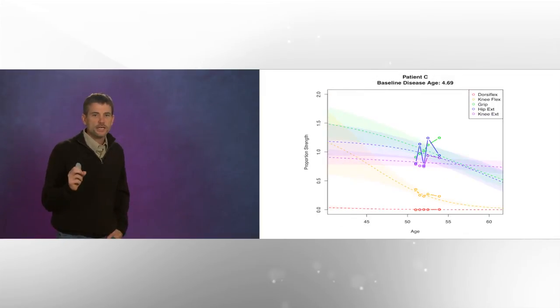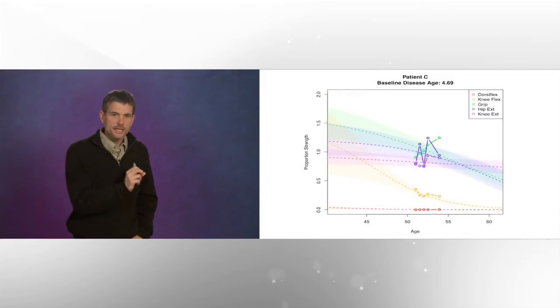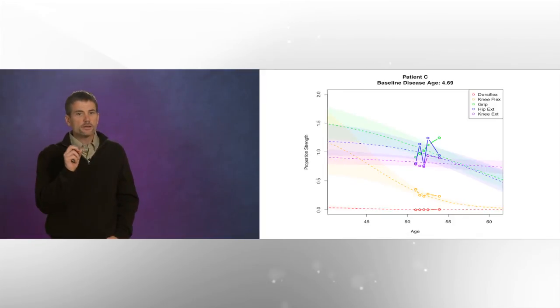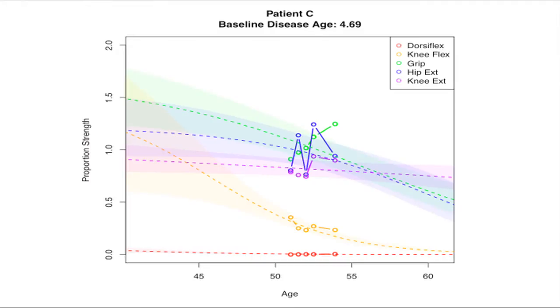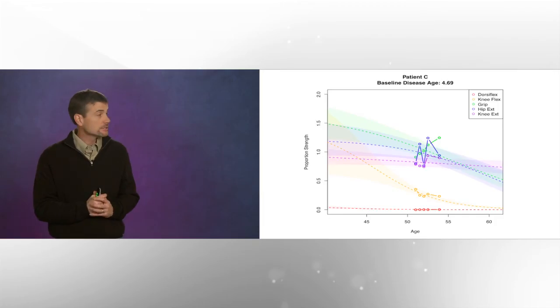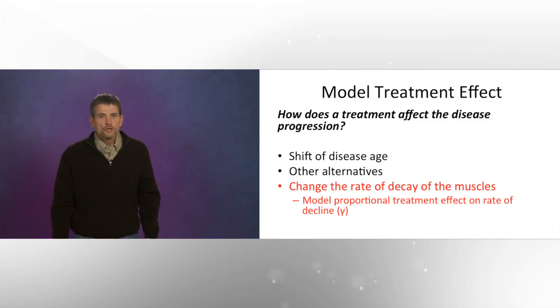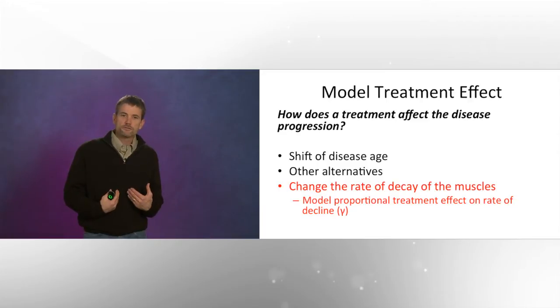For patient C, their knee flex is already down quite low, and we're going to get much better information about looking at their grip in this position because that's a muscle that may move here rather than looking at knee extension. But we can look at the transition of their disease and we can predict what the model says is going to happen to this patient. So now we can model treatment effect within the model.